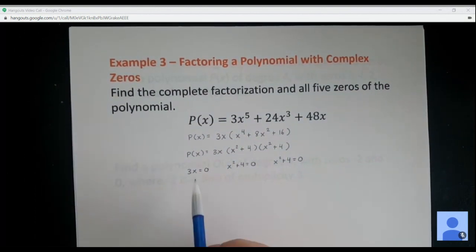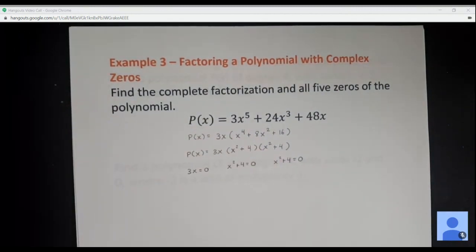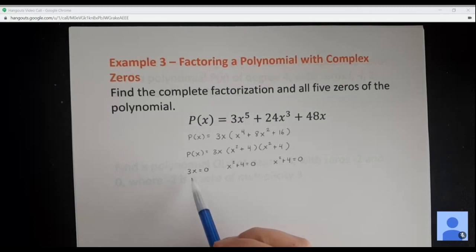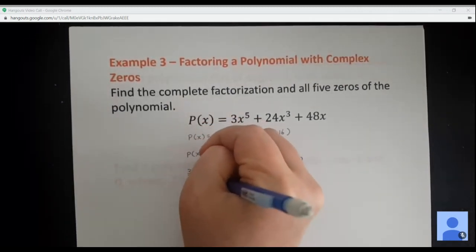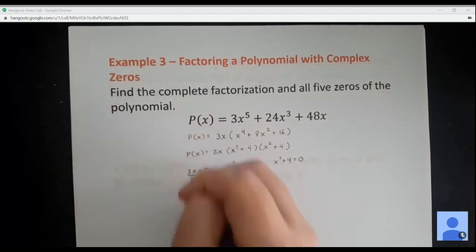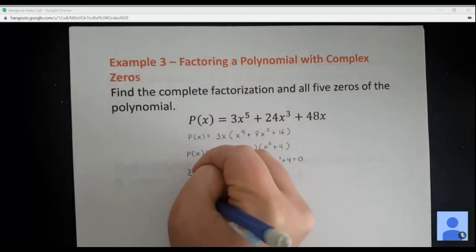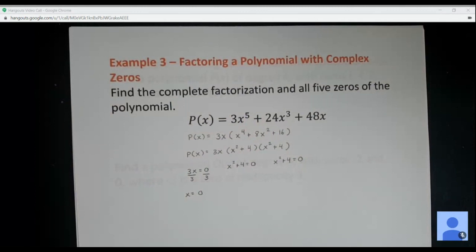Now, if we solve this first equation, 3x equals 0, what's our x going to be equal to? Okay, so not quite, because if I divide both sides by 3, right, 0 divided by 3 is just going to be what? And Kenneth's got it, right? So x equals 0. Just remember, since I already have a 0 on the other side, if I just divide by 3, that's just going to give us 0.